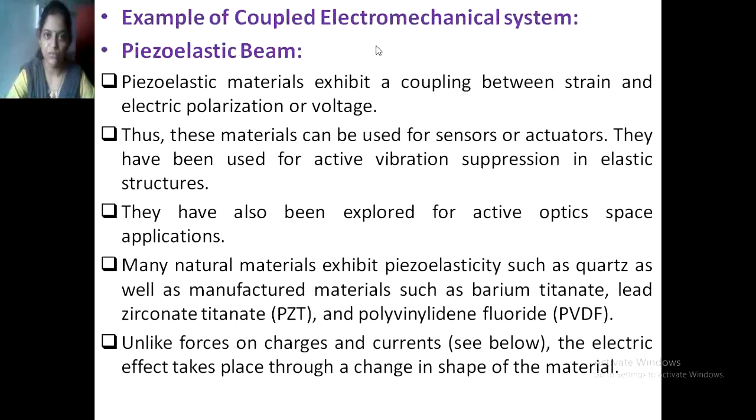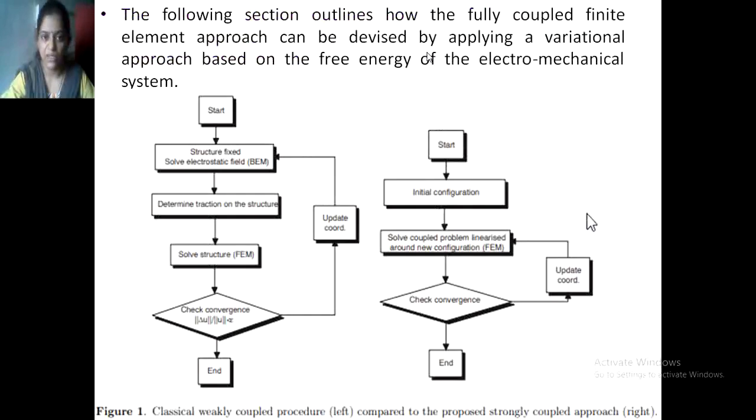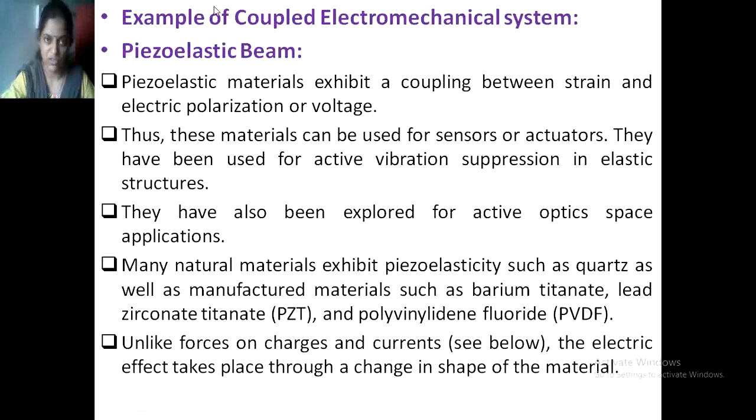So now the next topic is examples of coupled electromechanical systems. We have already seen that in a coupled electromechanical system, both the electrical and mechanical parts are strongly coupled with each other, and this will proceed to the further operations. So here are some examples of coupled electromechanical systems.